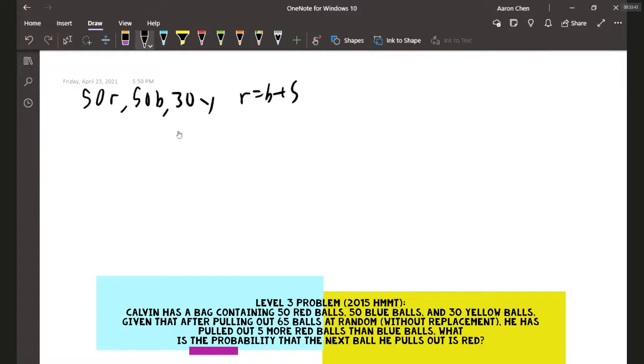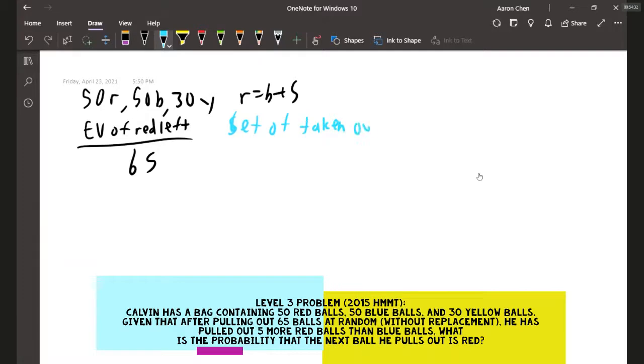reds that are left. And so the way this works is just that the chance that the next ball is red is just the expected value of the number of reds left divided by 65, because there's still 65 balls left. And so now to actually calculate the expected number of reds that are left, we can first make a bijection. And so the way that this bijection works is just that we can take the set of 65 balls that have been taken out.